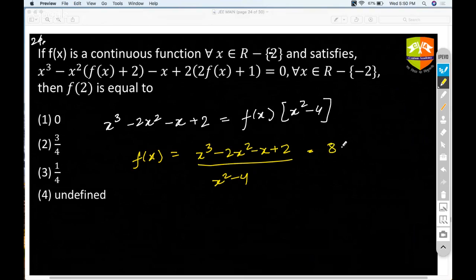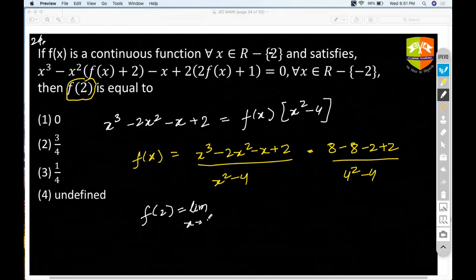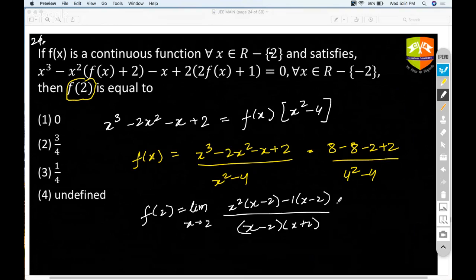So 8 minus 8 minus 2 plus 2. But 2 is a part of the domain because I'm just excluding negative 2. So there has to be a value for 2. And that value has to be nothing but the limit of this function as x tends to 2. Correct? And for that, I can factorize this. Cancel out a factor of x minus 2 from both the places. And the moment we put 2, we get 3 by 4. That's option number 2 that is correct.